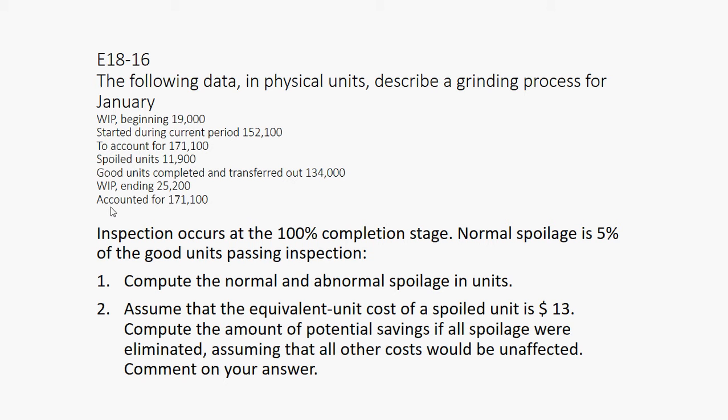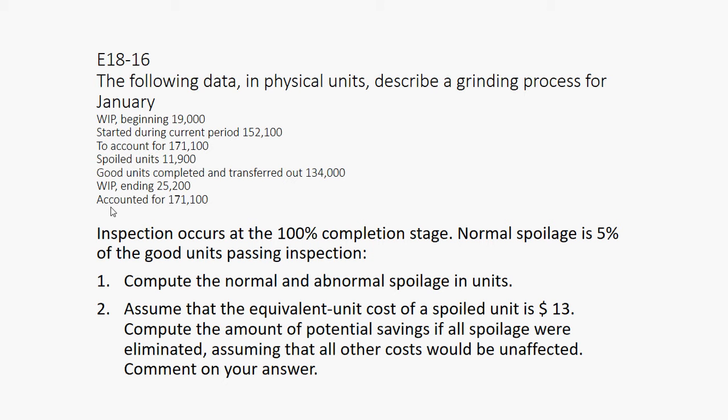Good units completed and transferred out 134,000 units. Work in process ending 25,200 units. Accounted for 171,100 units. Inspection occurs at the 100% completion stage. Normal spoilage is 5% of the good units passing inspection.